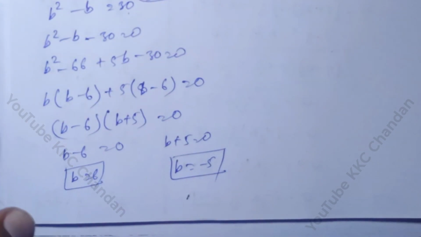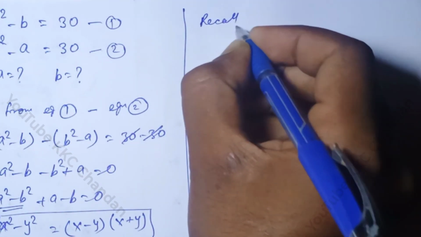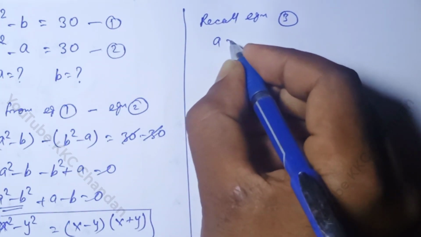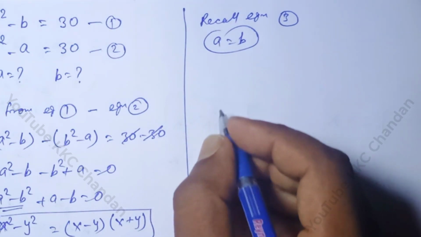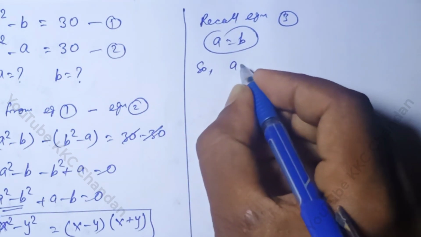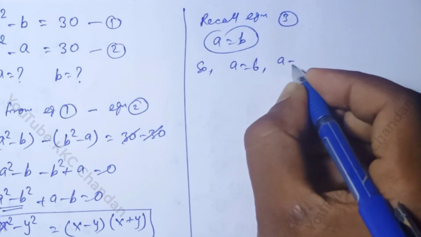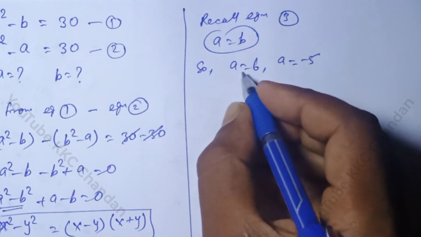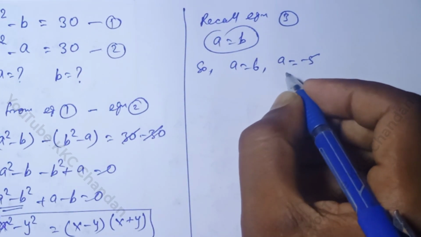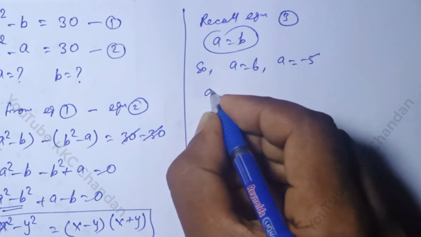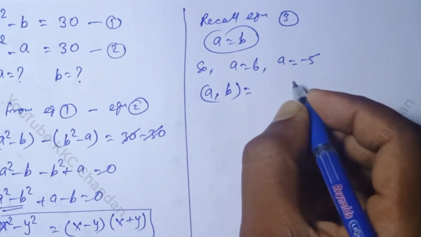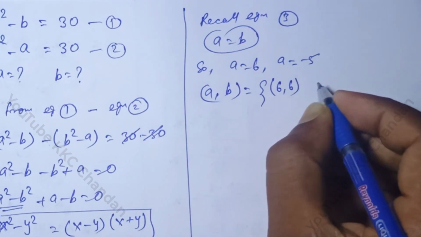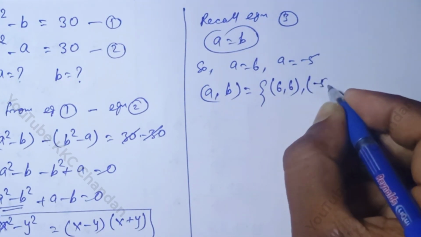Recall equation number 3, which says a is equal to b. Therefore a is equal to 6 and a is equal to minus 5. Therefore (a, b) is equal to (6, 6) and (minus 5, minus 5).